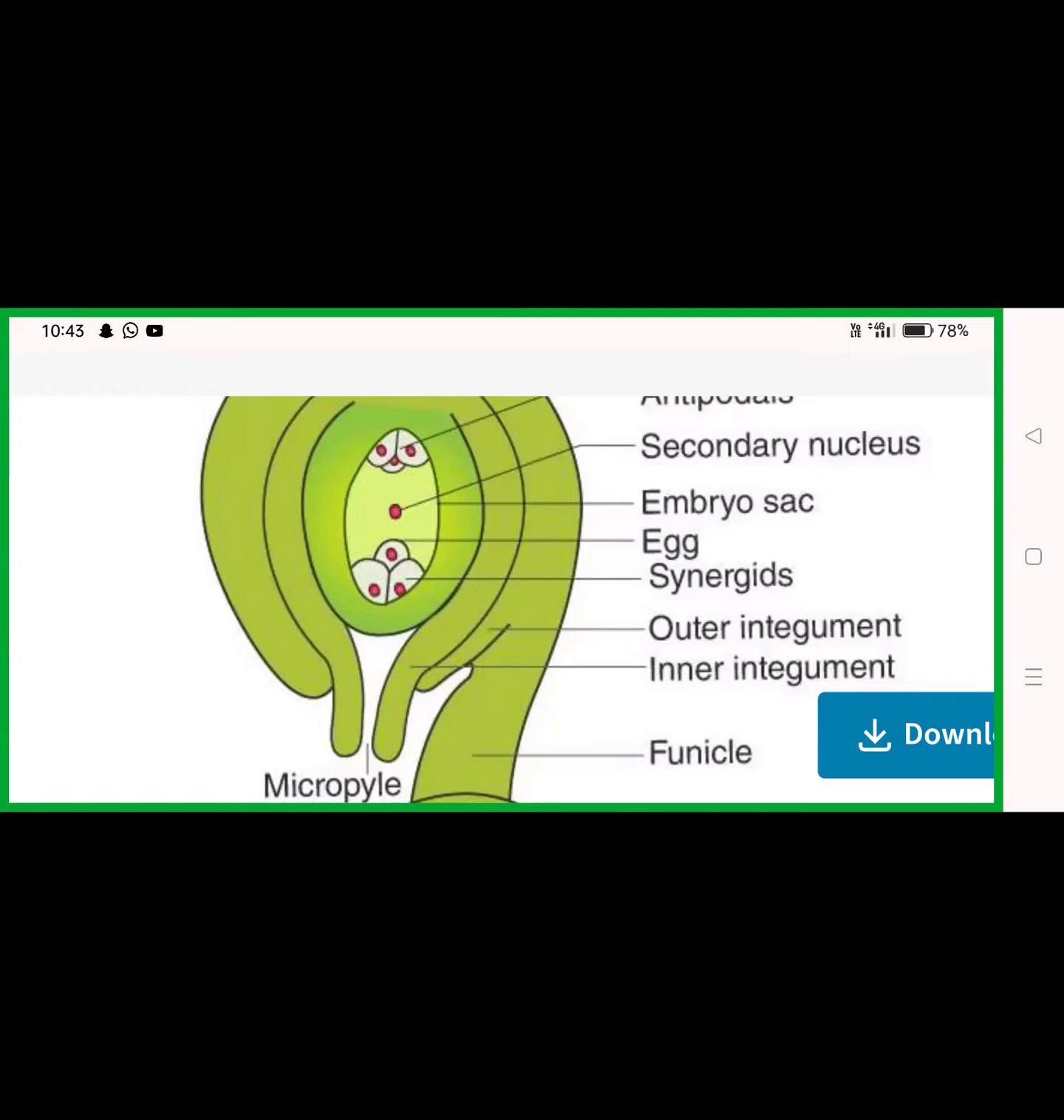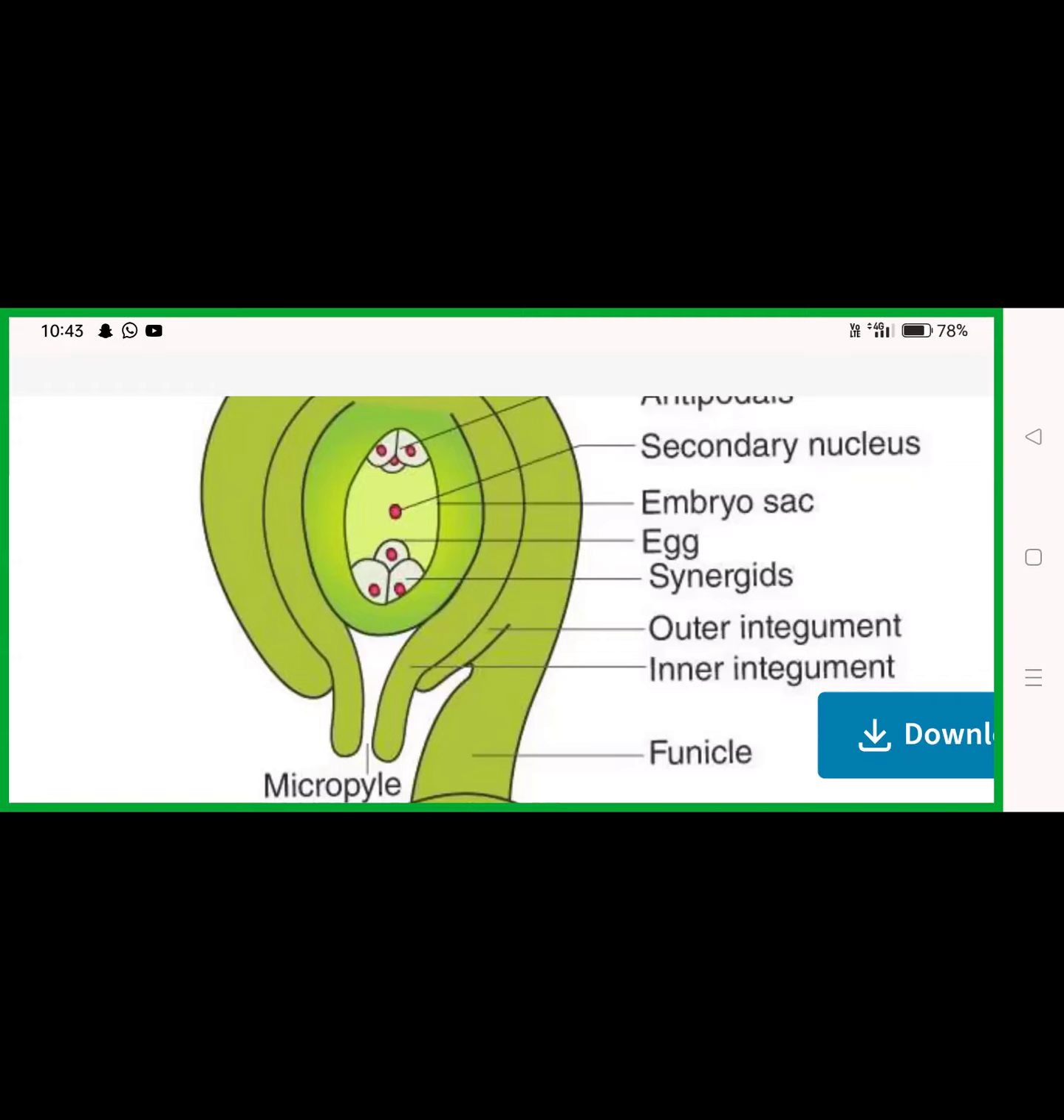However, in certain families such as Amaranthaceae, Cannaceae, and Piperaceae, etc., the nucellar tissue persists in the seed and becomes packed with food materials. That is called perisperm.